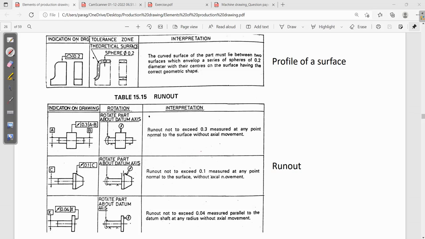Now if you consider this second one, there is a tapered surface also. In this case runout must not exceed 0.1 measured at any point on this inclined surface, without axial movement. Because this datum C is given, this particular cylinder is fixed. So in this case you have to read this. Definitely they will ask you such a question, so you must learn how to interpret and how to form the sentence based on that.